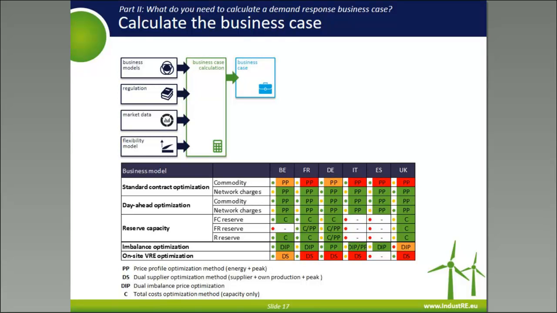So what you see basically in this table is the summary of the previous task we did in the industry project, making up basically a status of how you in a traditional way would calculate a business case for demand response. Good.